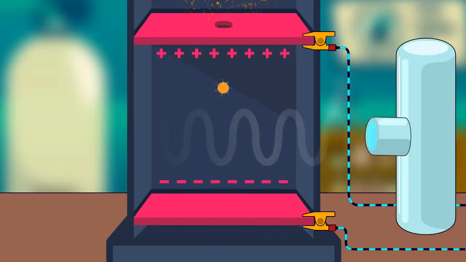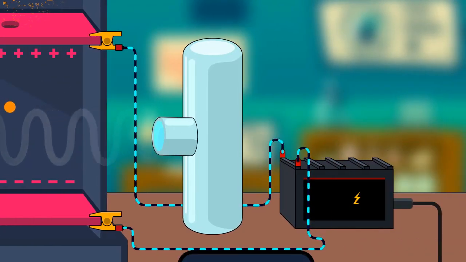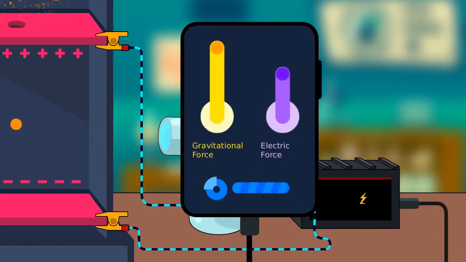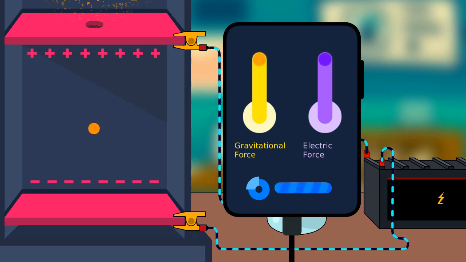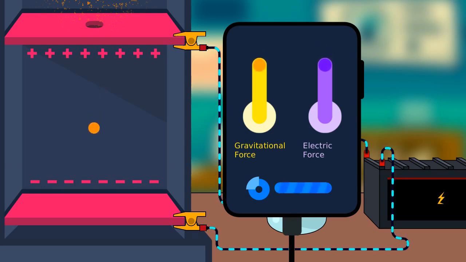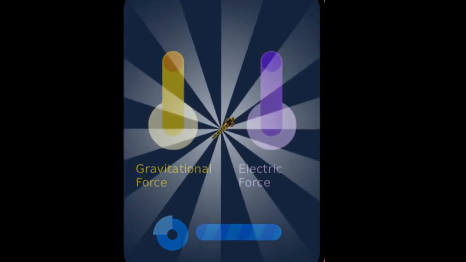Once Millikan had charged oil droplets, he adjusted the electric field between the plates. This created an electric force that acted against gravity. By fine-tuning the electric voltage, Millikan could find just the right balance where the upward electric force exactly matched the downward gravitational force, keeping the droplet suspended in midair. This balancing act was key.